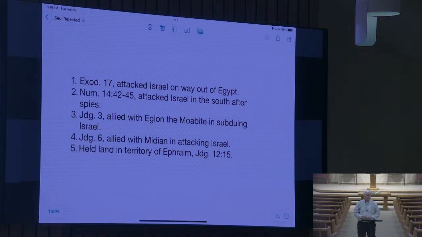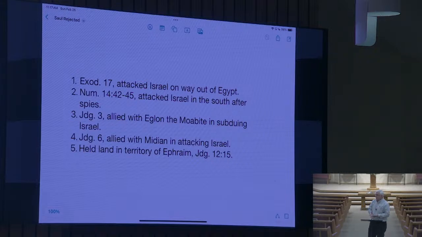In Judges chapter 3, the Moabites suppressed Israel. That's when Ehud assassinated the Moabite king Eglon. Well, guess who the Moabites' allies were? Our friends, the Amalekites. In Judges chapter 6, when Gideon had to defeat the Midianites with 300 men, guess who was part of the Midianite army? The Amalekites.